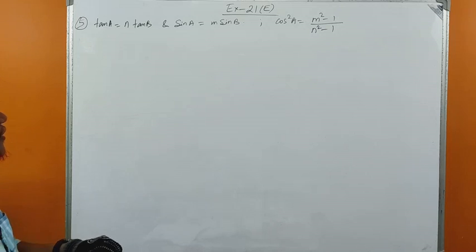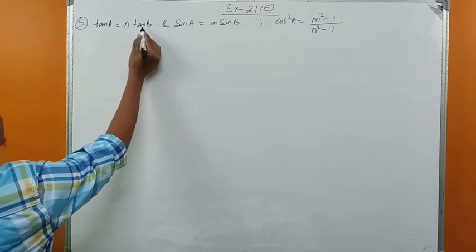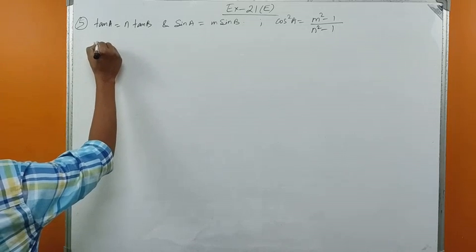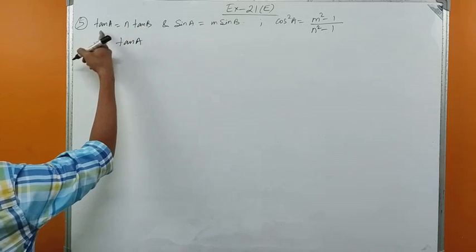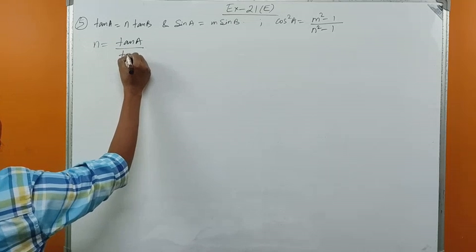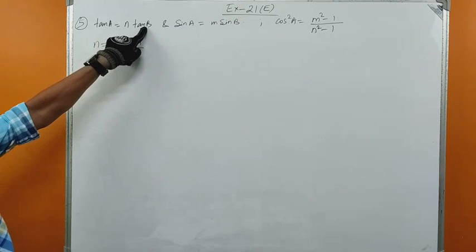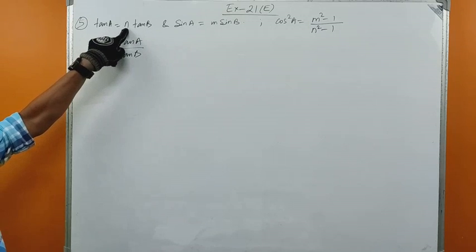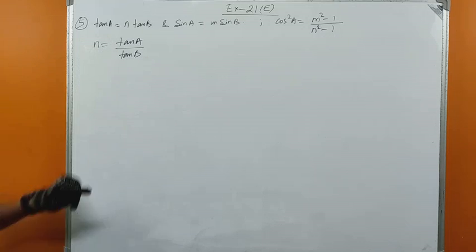So let's do this. First, let us simplify this, okay? Since tan A equals n tan B, that means n equals tan A remains here, this tan B goes to the denominator. N equals tan A, this tan B is cross multiplied and taken to the denominator, okay? n remains in the right hand side, and tan B goes to the denominator. So n equals tan A upon tan B, isn't it?